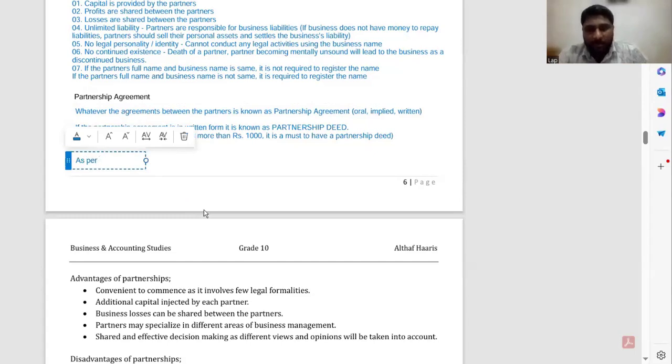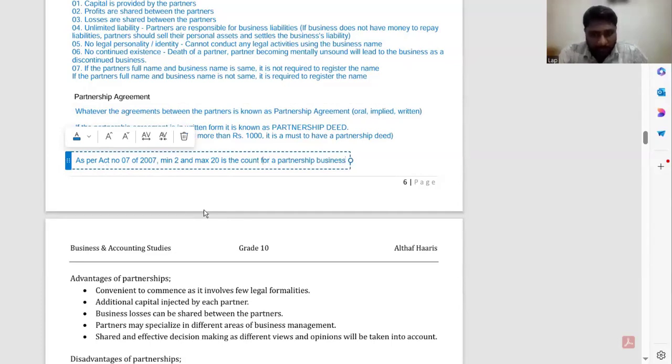As per Act number 7 of 2007, minimum 2 and maximum 20 is the count for partners in a partnership business.